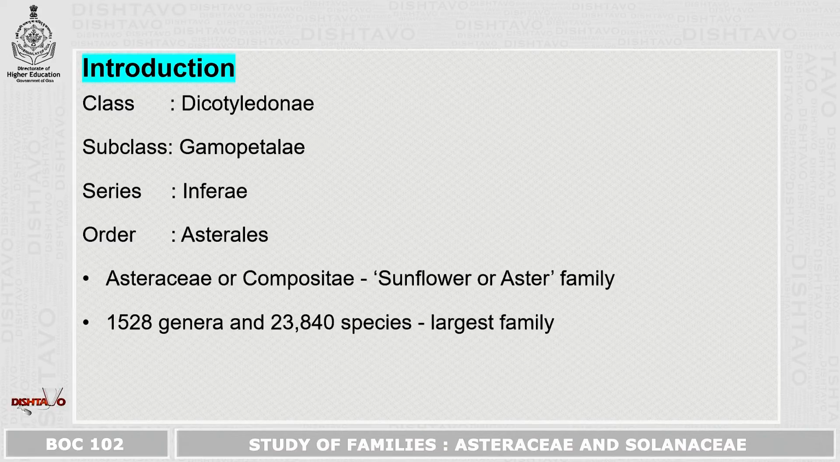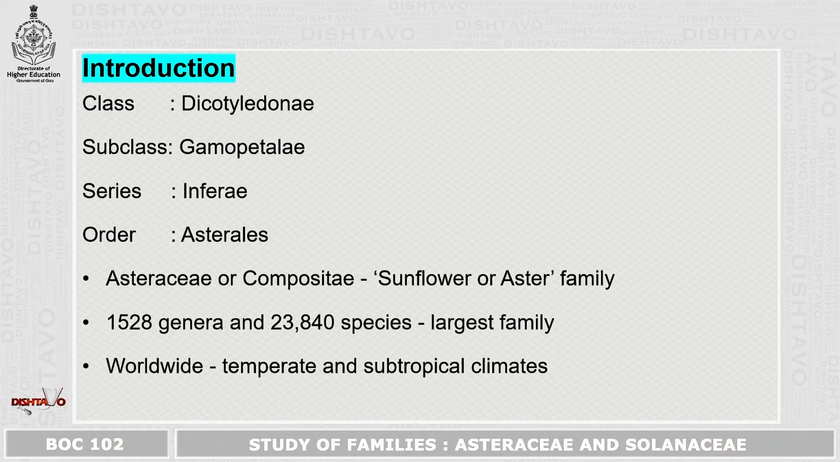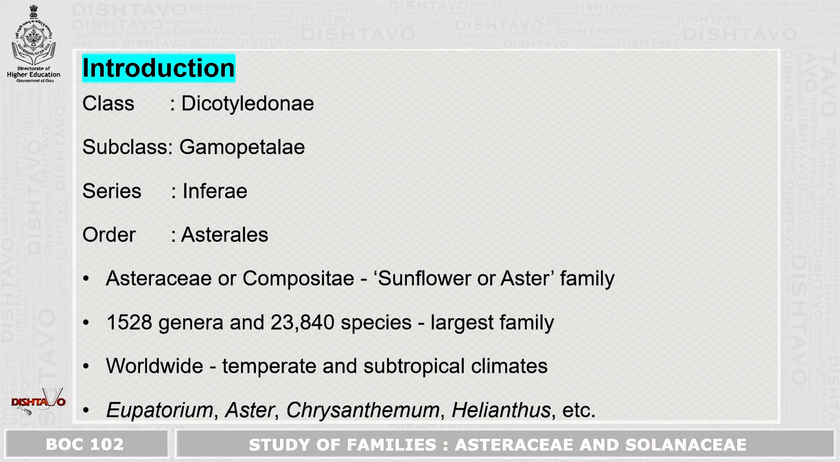It includes 1,528 genera and 23,840 species, and it is the largest family in flowering plants. It is distributed worldwide, mostly in temperate and subtropical climates. Major genera which are included in this family are Eupatorium, Aster, Chrysanthemum, Helianthus, etc.